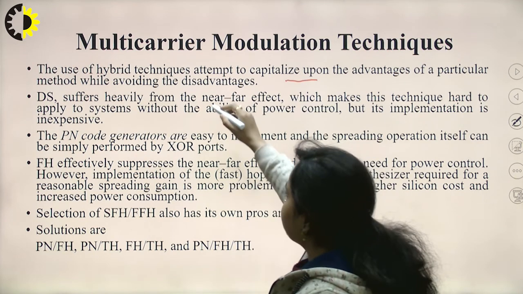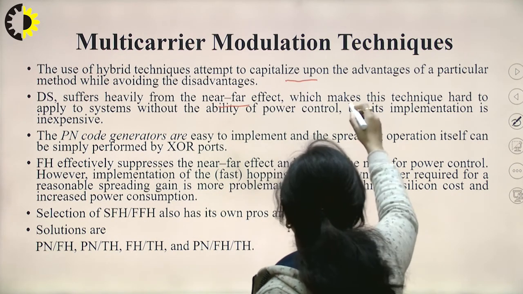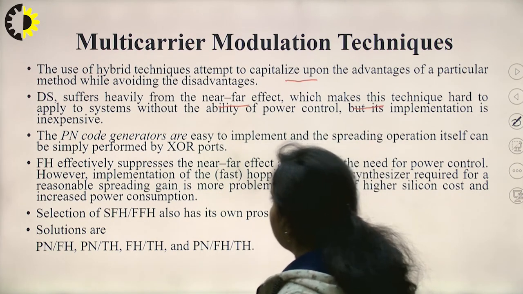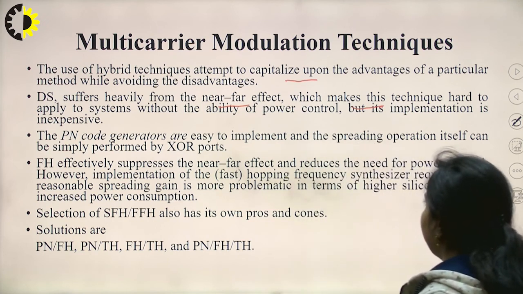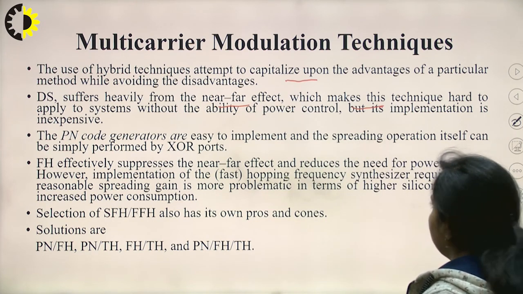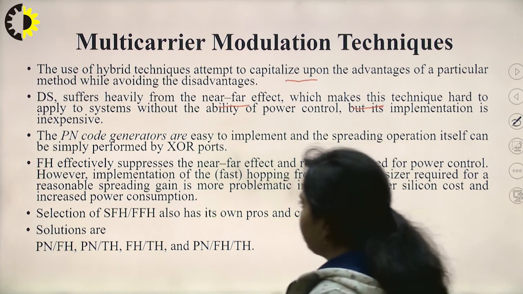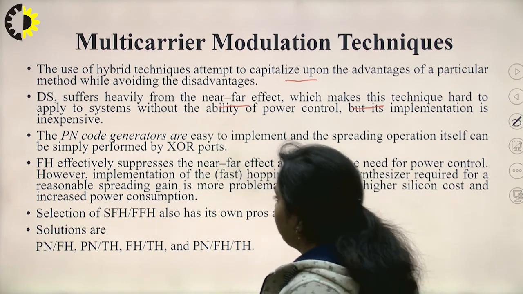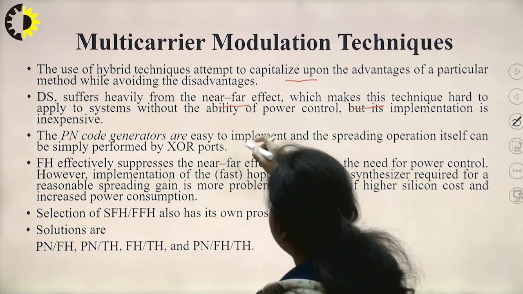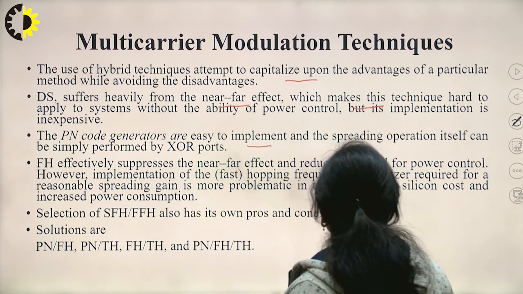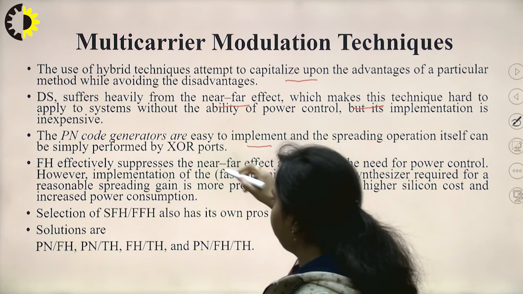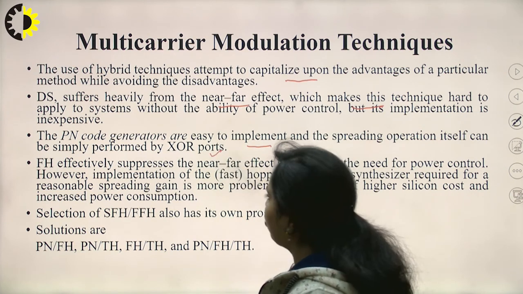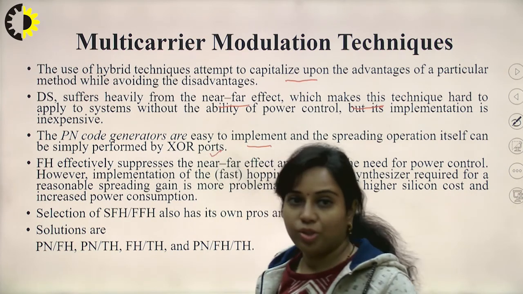So DS suffers heavily from the near far problem, which makes the technique hard to apply to systems without the ability of power control, but its implementation is inexpensive. So DS undergoes this type of problem. The PN code generators are easy to implement, and the spreading operation itself can be simply performed by the XOR gate. So this is the PN code generator output.